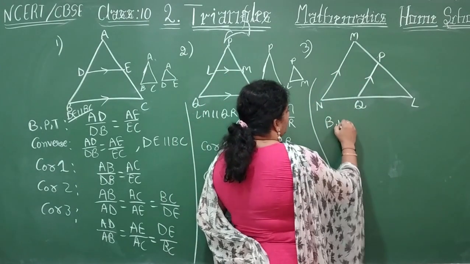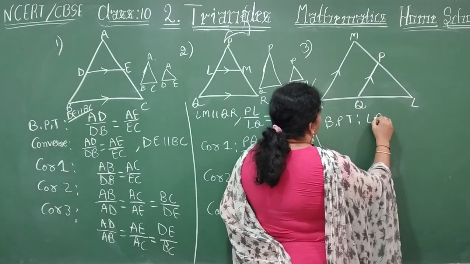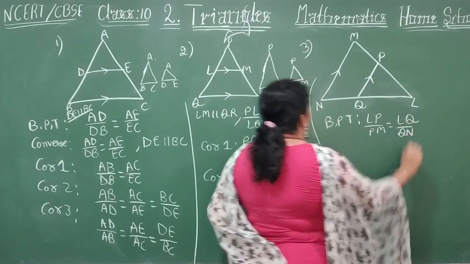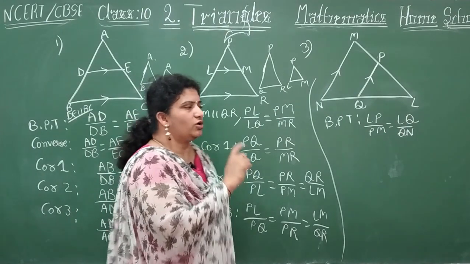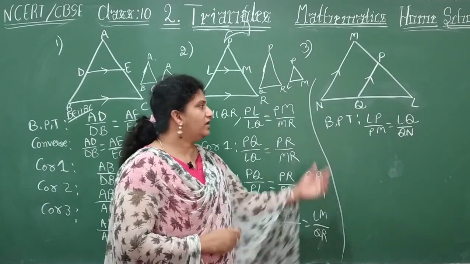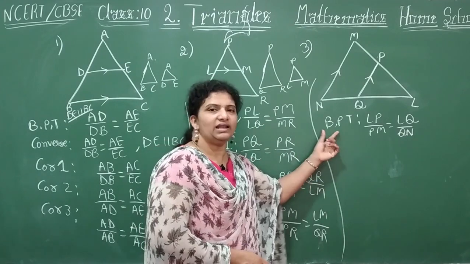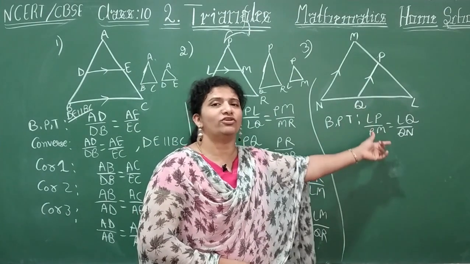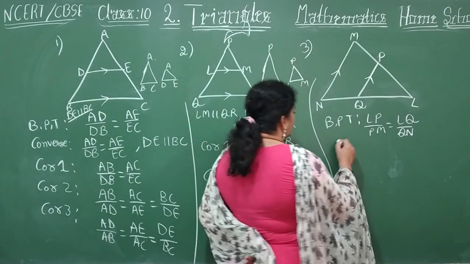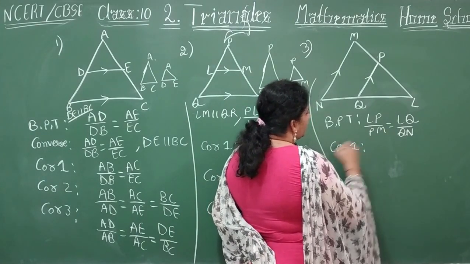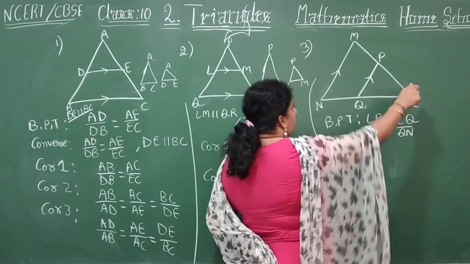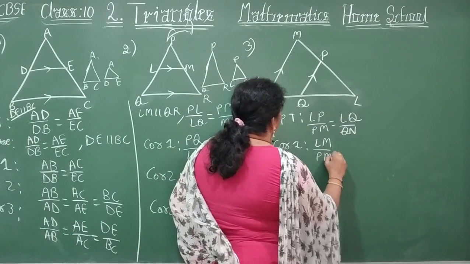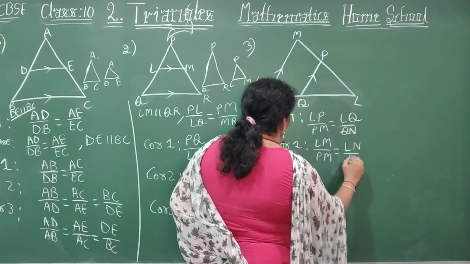So now apply BPT. LP by PM is equal to LQ by QN. Then the converse, you know, children: parallel given, you have done the ratio. Then what about the converse? Ratio will be given, you have to write parallel. Then coming to your corollary 1. What's your corollary 1? How to remember? Big side by trapezium side, you remember. That is LM by PM is equal to LN by QN.